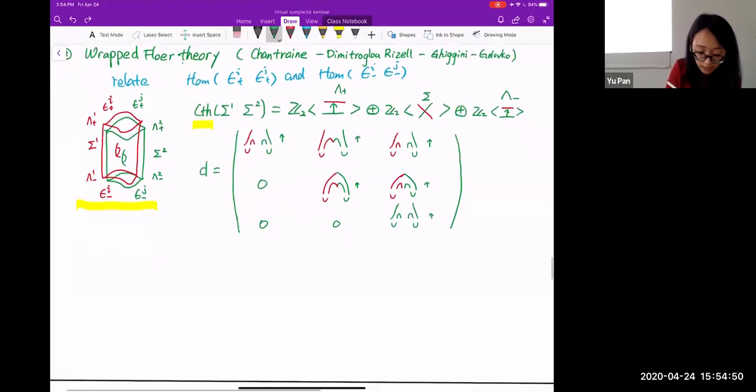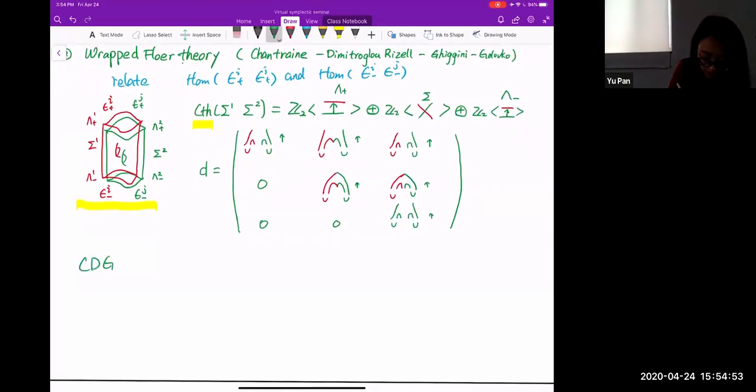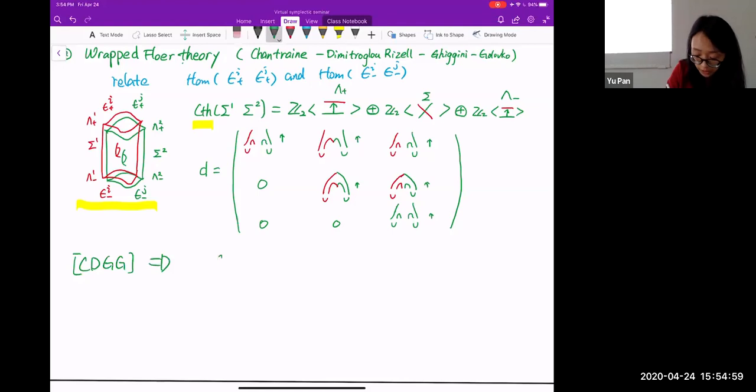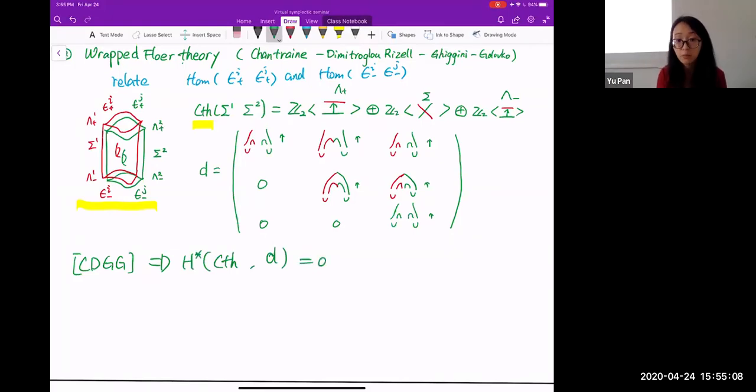What we'll use here is that from CDGG, it's saying this whole chain complex is acyclic. So the homology of that is zero. And we can get some long exact sequence from here. So some homology of the bottom, some homology of the middle, and homology of the top, they're related.